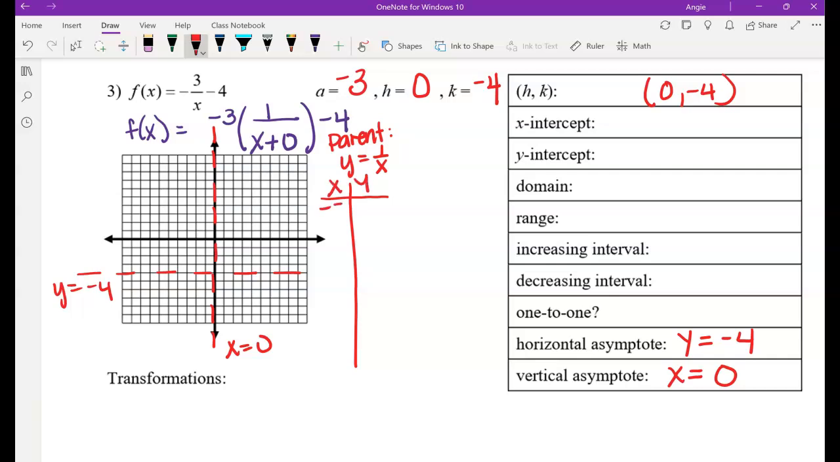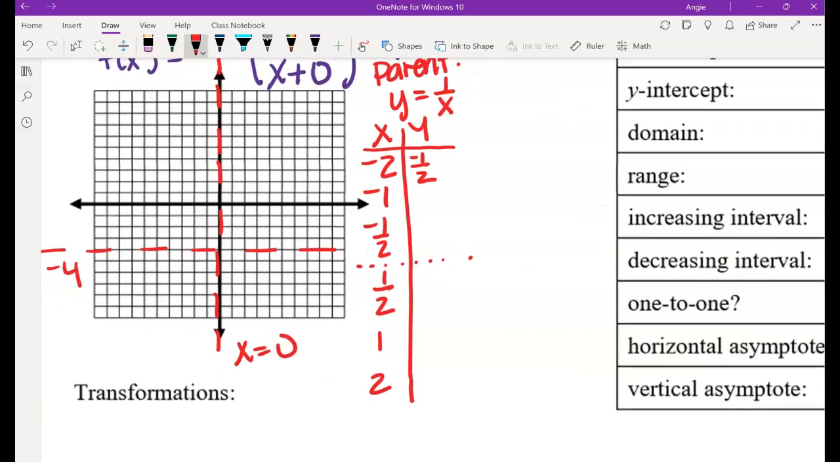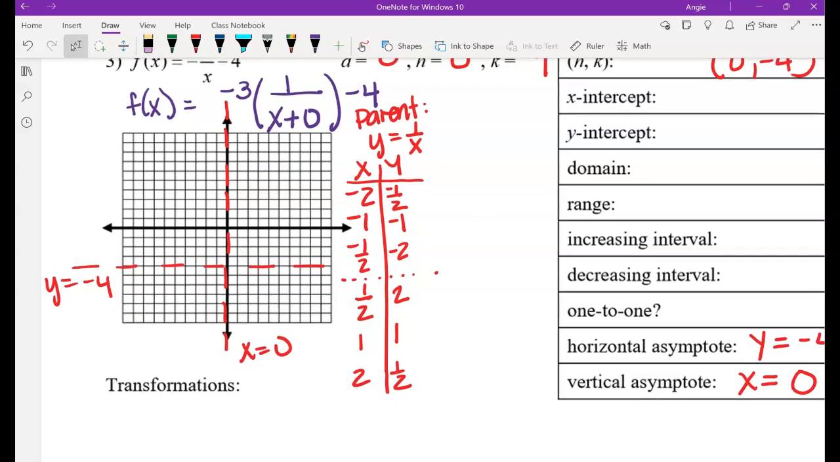X and y: negative 2, negative 1, negative 1/2. Remember, we can't pick 0 because that's your asymptote. 1 over 2, 1 and 2. So this is going to be a negative 1 over 2, and negative 1, negative 2, 2, 1, and 1 over 2. Okay, so let's do the transformation table.